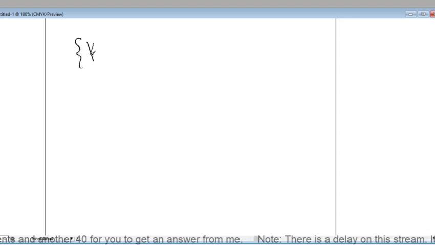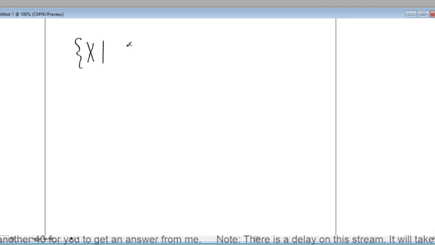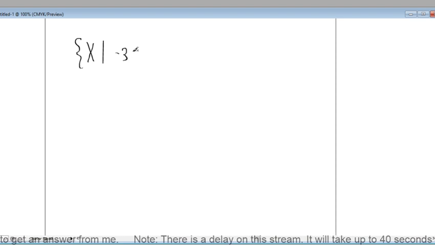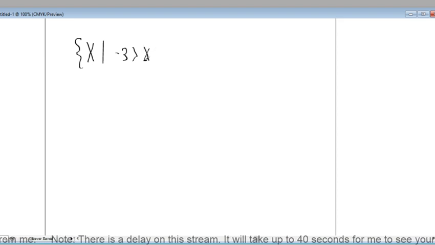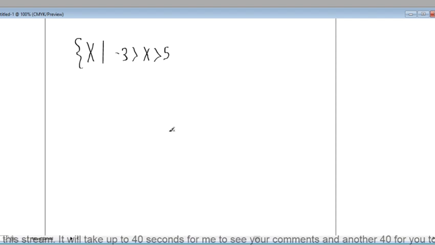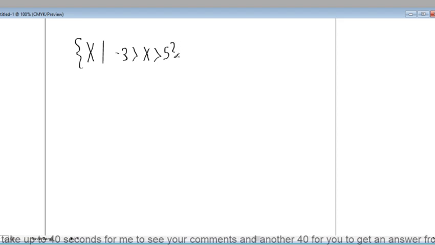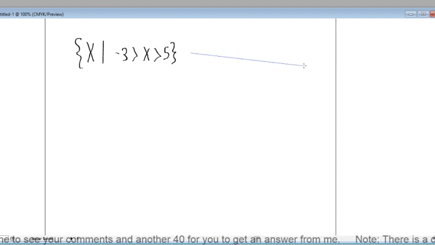So x such that, let's say, -3 is greater than x, and x is greater than 5. Okay, this is going to be kind of weird. So, let's see the weirdness on the graph.